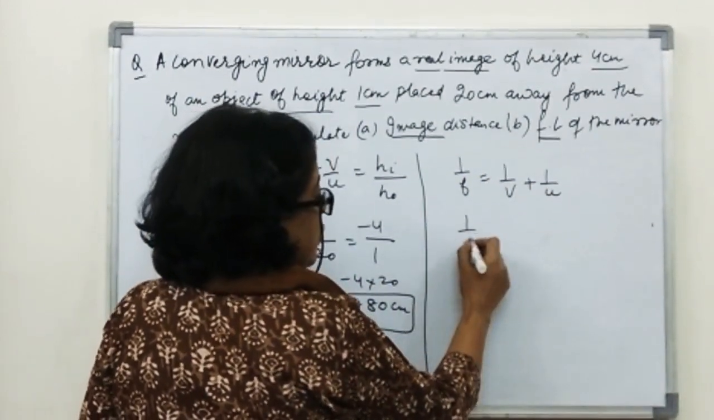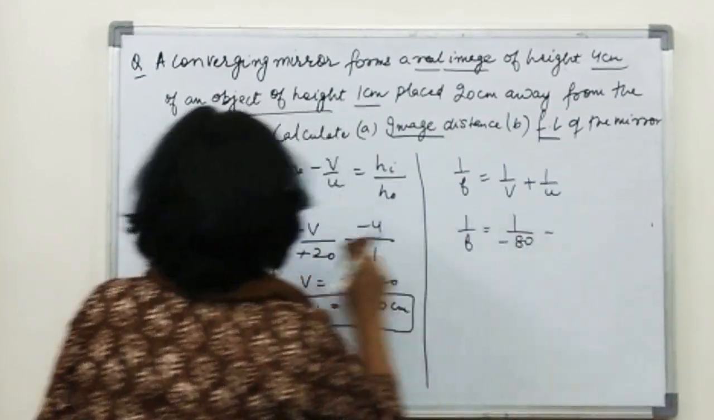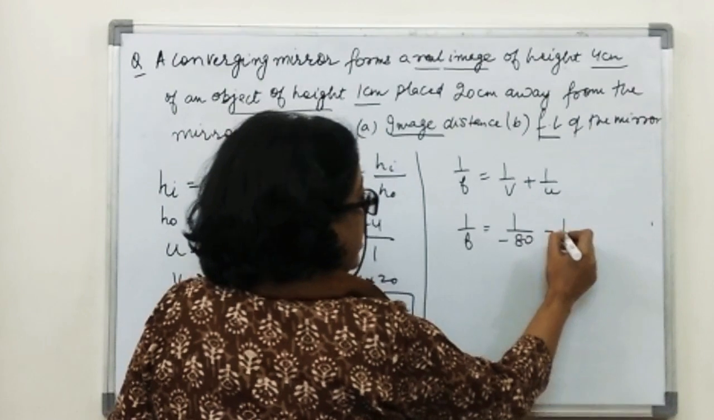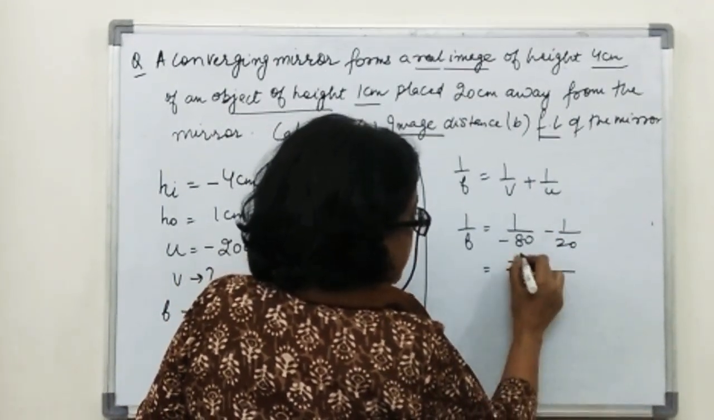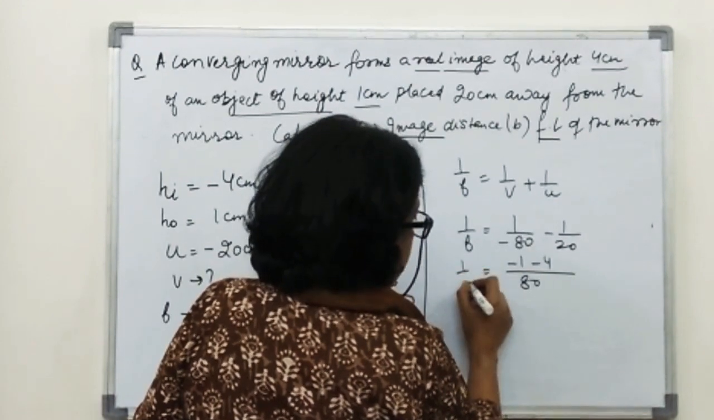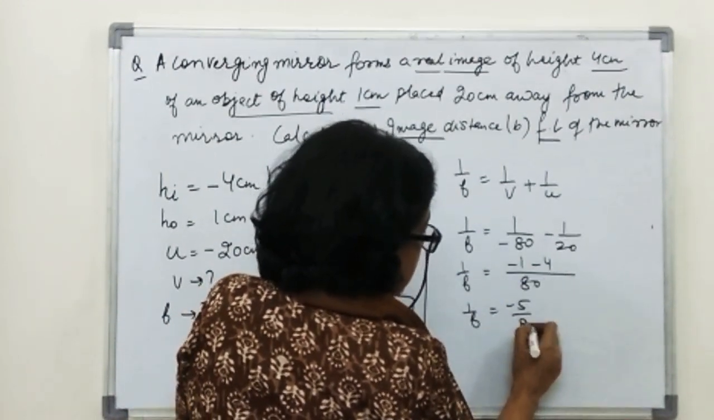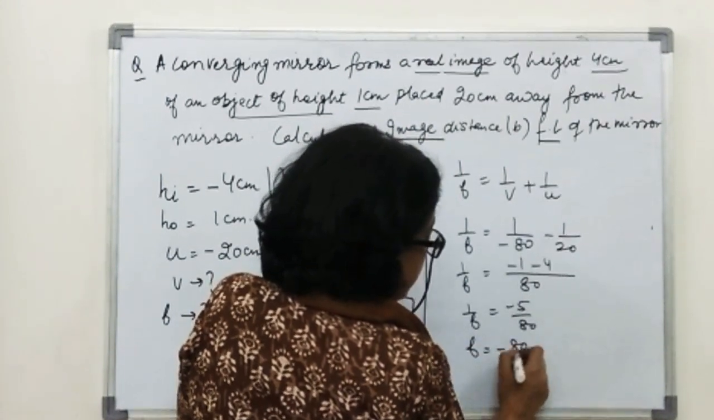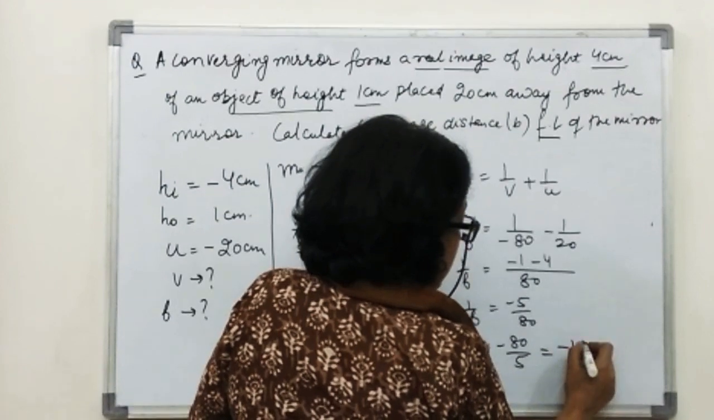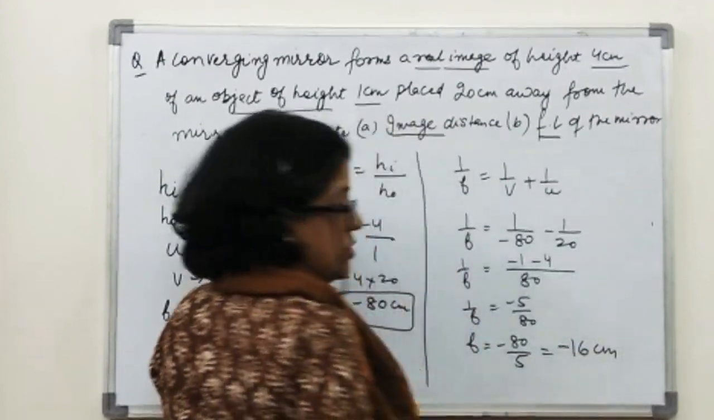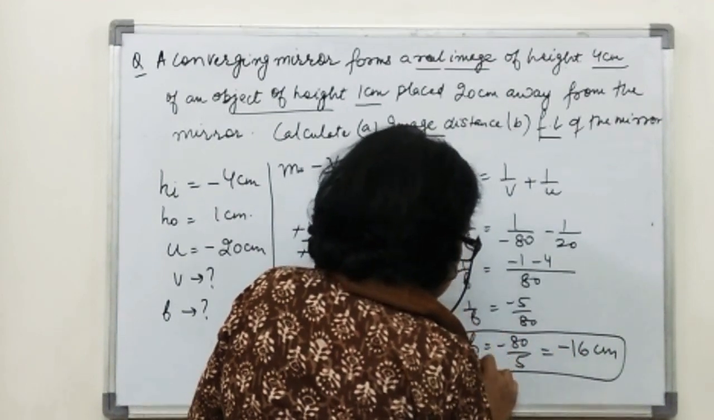So f is to be found out. v is minus 80, u is minus 20. Be very careful with the sign. I'm again telling you. 80 LCM, minus 1 minus 4, 1 by f. 1 by f is minus 5 by 80. f is minus 80 by 5, and that will be minus 16 centimeters. So our f comes out to be minus 16 centimeters.